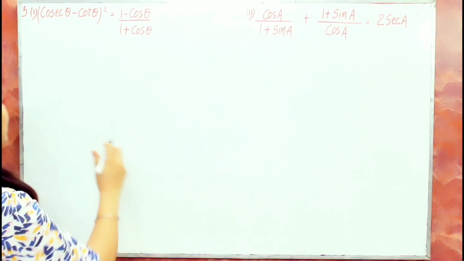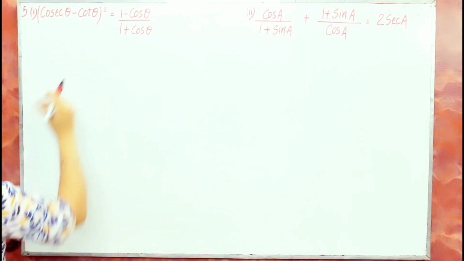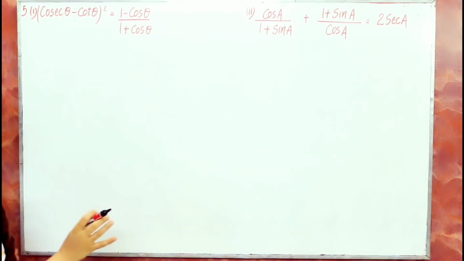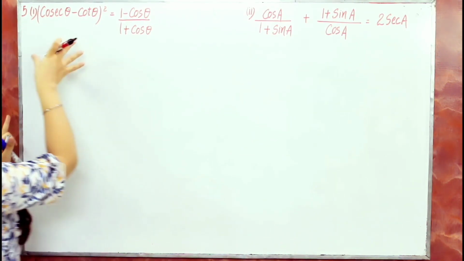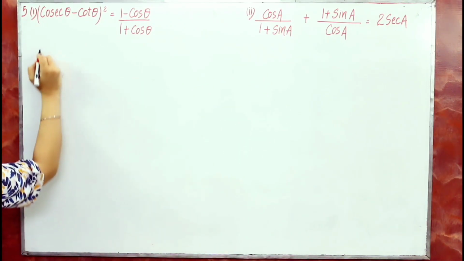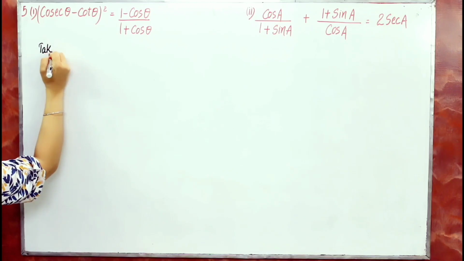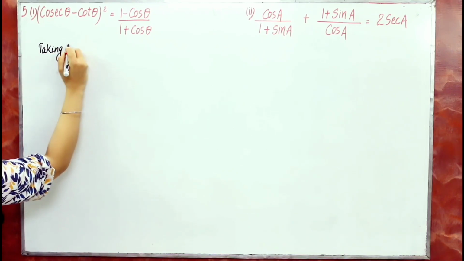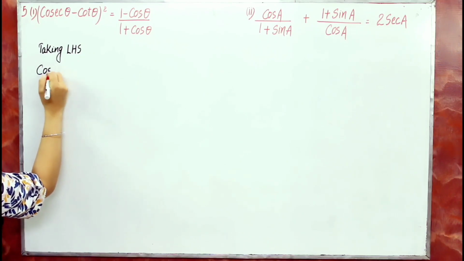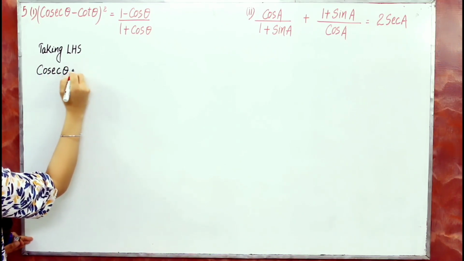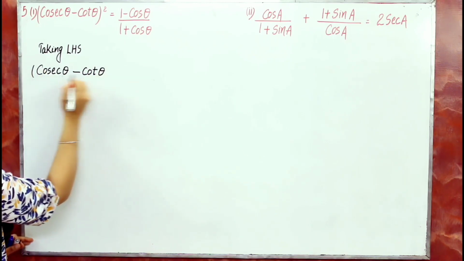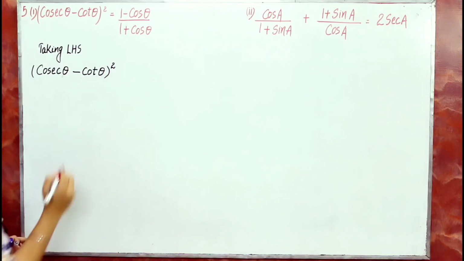Let's see the first part. (cosec theta minus cot theta) whole square is equal to (1 minus cos theta) upon (1 plus cos theta). You can see LHS is the more complicated side, so we are going to take LHS first. So the LHS is (cosec theta minus cot theta) whole square.